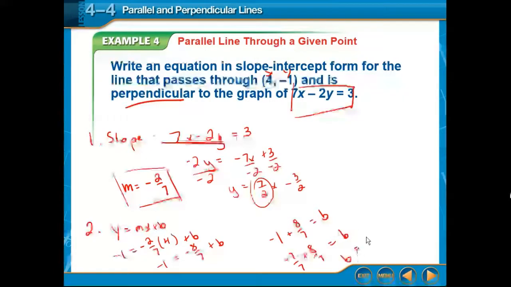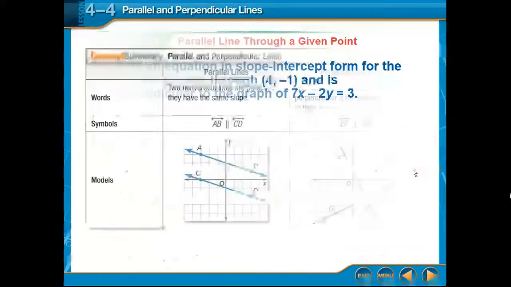So b is going to be 1 over 7, which means step 3, writing my equation in y equals mx plus b form, y is going to be negative 2 over 7 x plus 1/7, and that's that equation.